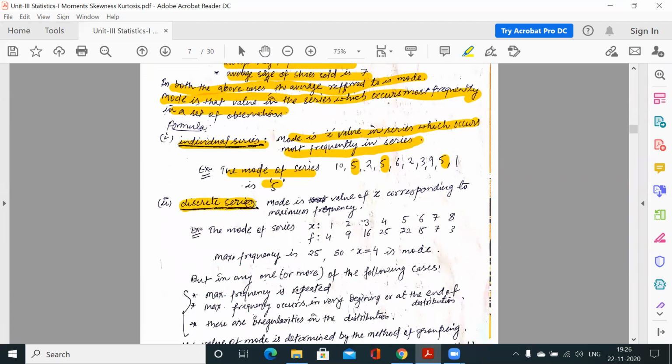Next, for a discrete series, the mode is the value of X corresponding to maximum frequency. Again, frequency is the number of times the X value comes in the data series. So we have to search for the most frequent value. Here X equal to 1 is coming 4 times, 2 is coming 9 times, 3 is coming 16 times, 4 is coming 25 times. So the most frequent value is 4, because it corresponds to the maximum frequency, 25. The corresponding X is our mode, so in this case 4 is our mode value.